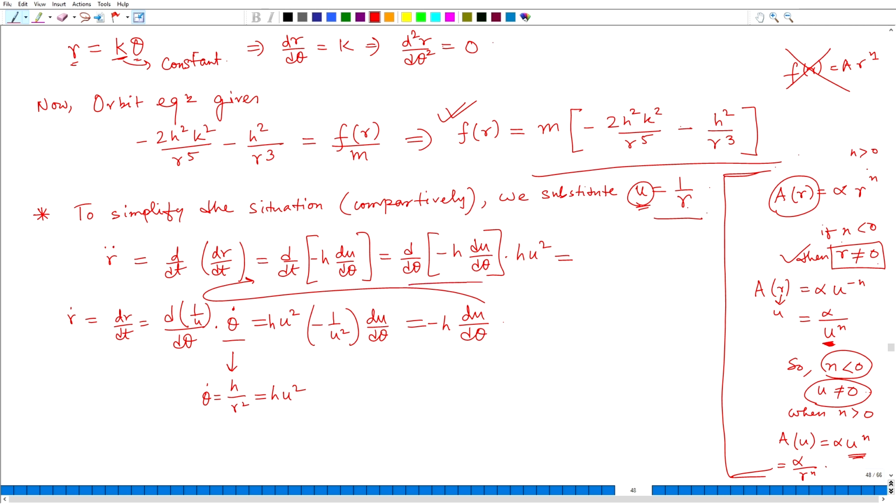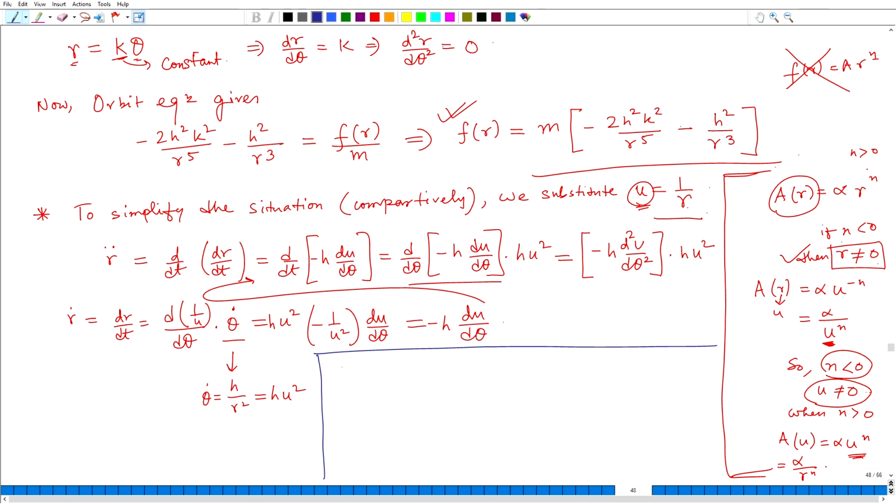Now, what is this? This has two terms. The first term is minus h d 2 u d theta 2, and the other is d d theta of h, which is 0, because h is constant. So, it can be as simple as that, times h u square. Now I can simply write the simplified form of this equation over here.